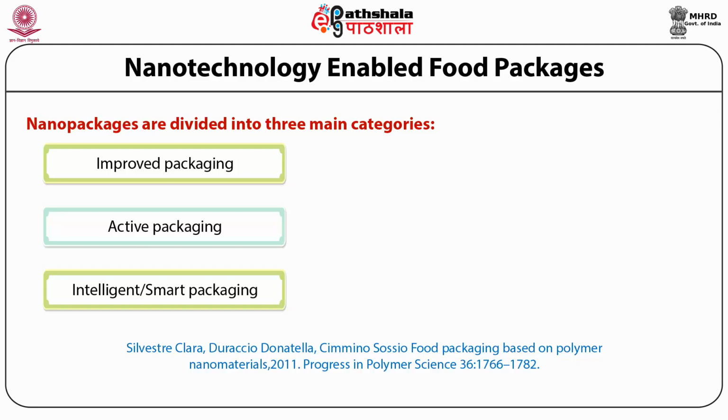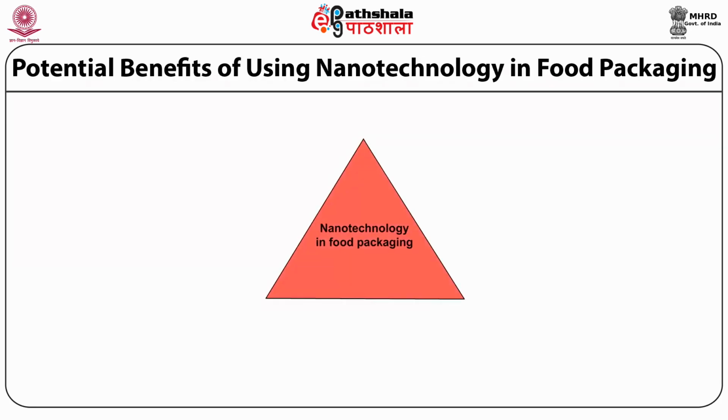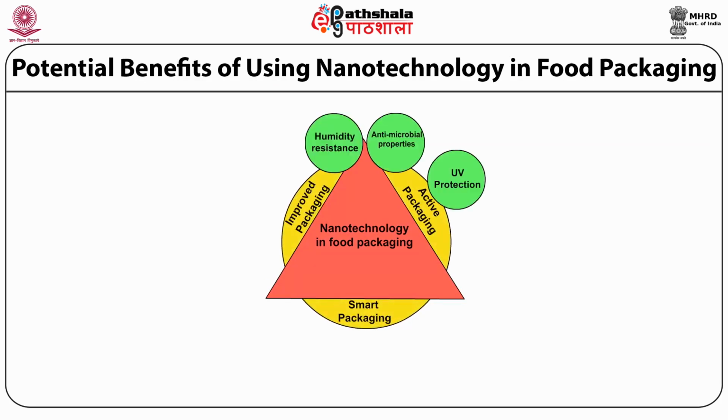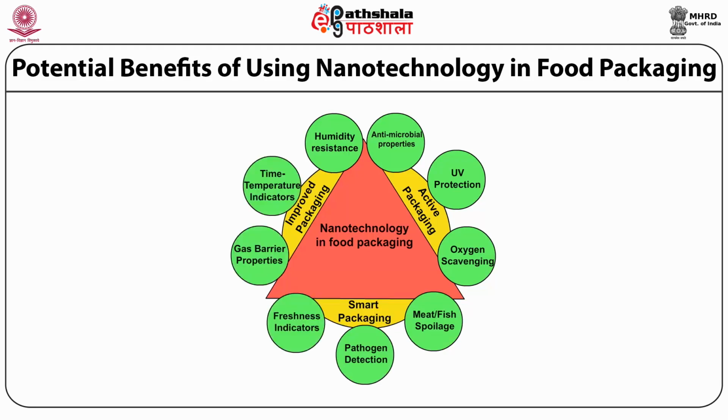In intelligent or smart packaging, there are certain sensors which interact with the consumer, and by looking at the package, we can tell whether the food is fit for consumption or not. Therefore, these are classified as intelligent or smart packages. By understanding the three main classes of food packages, let us now understand the potential benefits of using these nanotechnology-enabled packages. Their arena is broad.